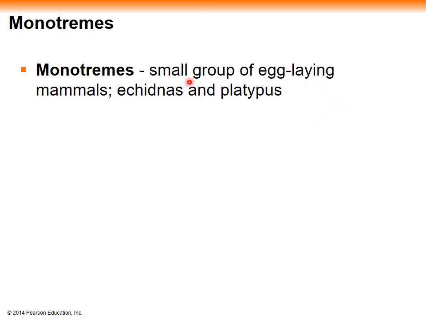So it's a small group of egg-laying mammals. So there's some of the reptilian features. The eggs actually look very much like reptile eggs. So these are your echidnas and your platypus.